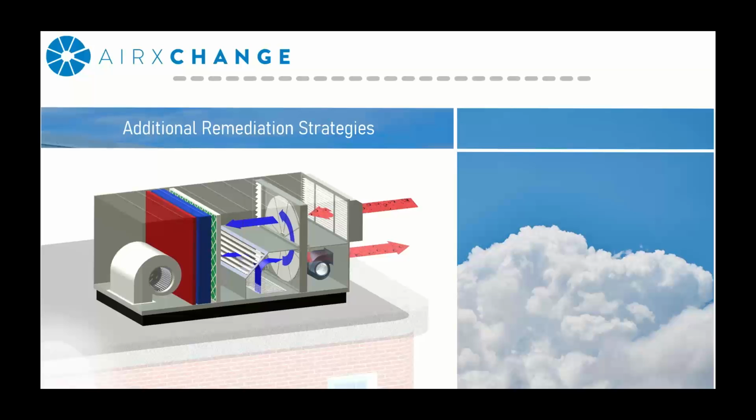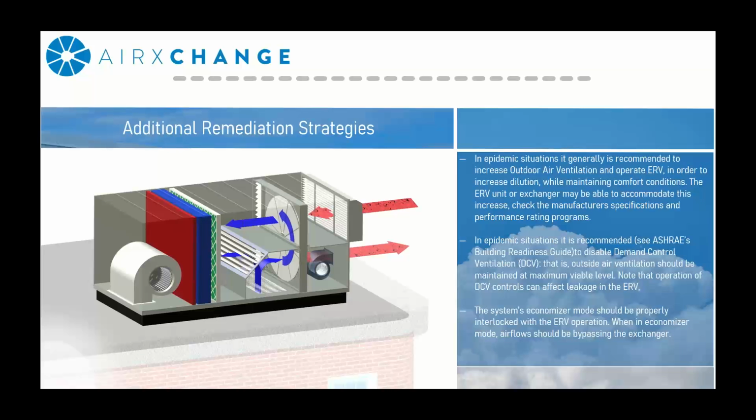Okay, so aside from the inspection, evaluation, and cleaning of the system, what are some additional mitigation steps that you could take to further improve the system for operation during the pandemic? So in epidemic situations, it's generally recommended to increase the outside air ventilation to the maximum allowable that you can get, to get as much dilution as possible during this time.